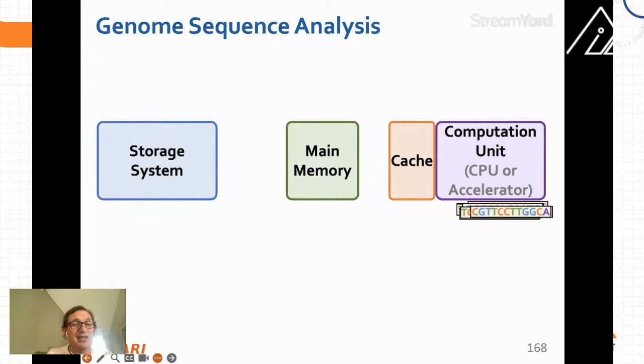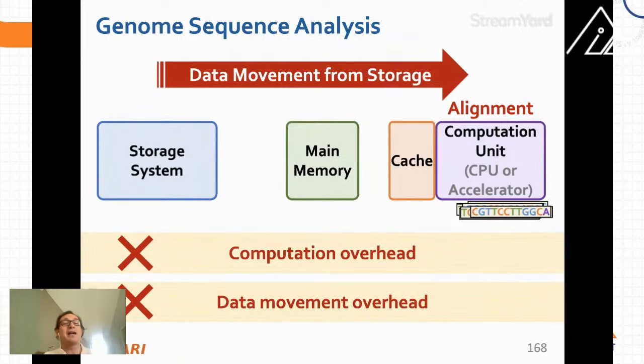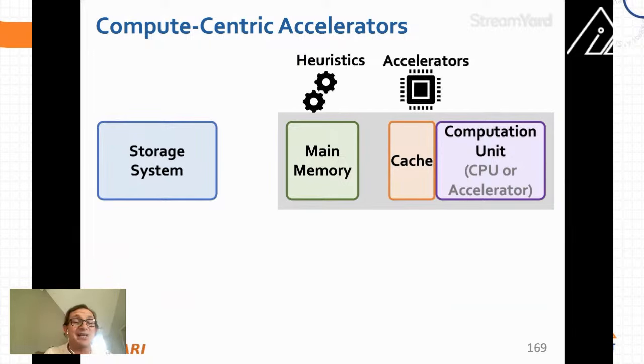But actually, this is a lot more expensive to do the computation, to do the data movement from the storage to the main memory to the computation unit. So there's overhead in processing, clearly, but there's an even bigger overhead in data movement from storage. So essentially, compute-centric accelerators are designed on the processor side and even memory-centric accelerators on the memory side.